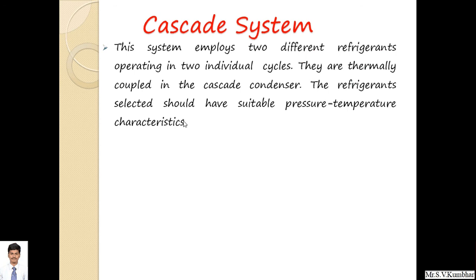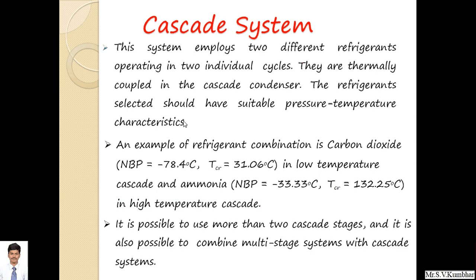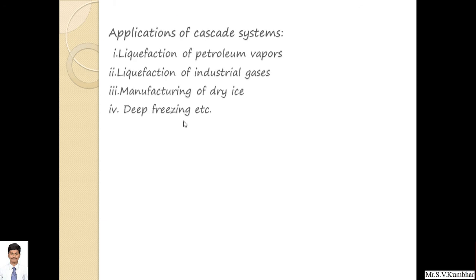The refrigerants selected should have suitable pressure temperature characteristics. We will take one example here. Carbon dioxide: its normal boiling point is minus 78.4 degrees centigrade, and its critical temperature is 31.06 degrees centigrade, in the low temperature cascade. And ammonia: its normal boiling point is minus 33.33 degrees centigrade, and its critical temperature is 132.25 degrees centigrade, in the high temperature cascade. So it is possible to use more than two cascade systems, and it is possible to combine multi-stage system with cascade system.